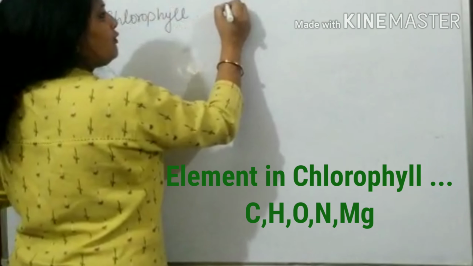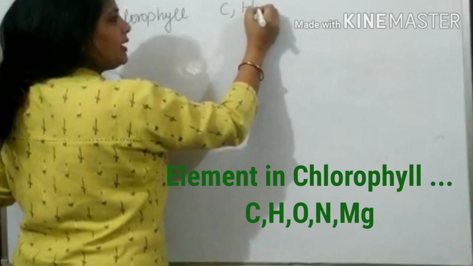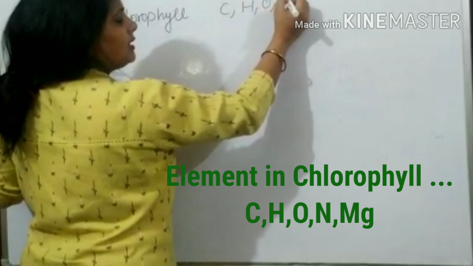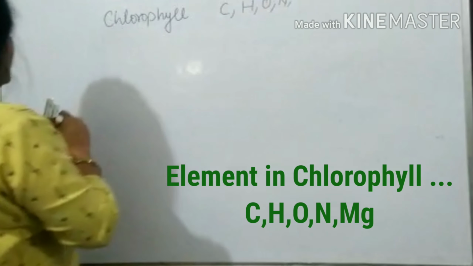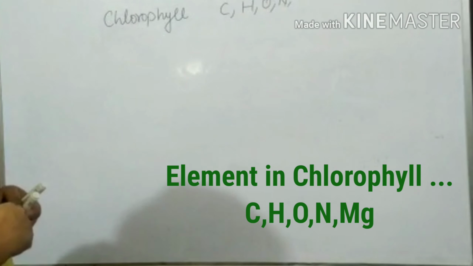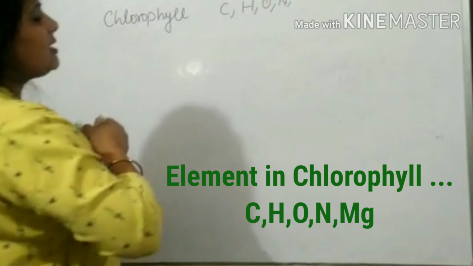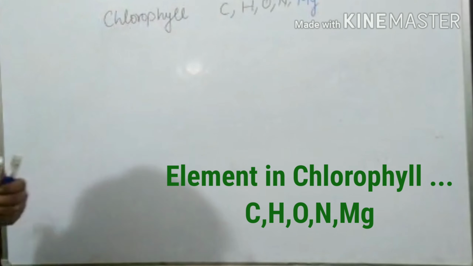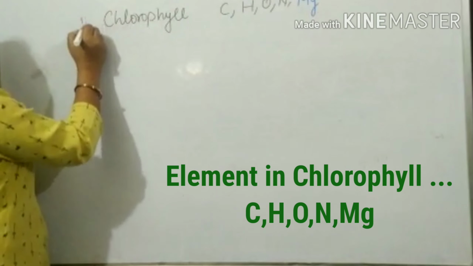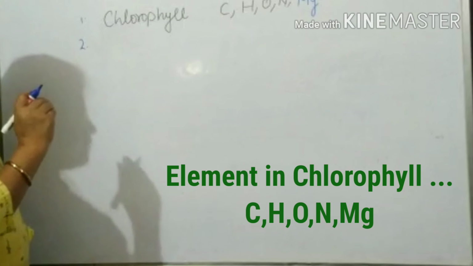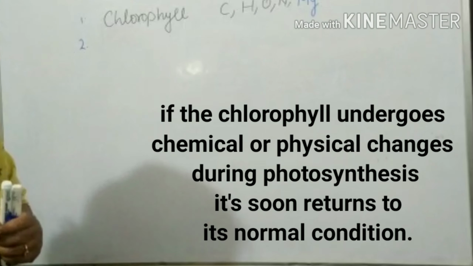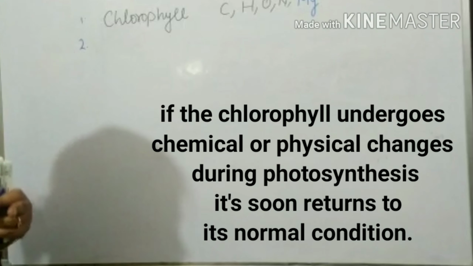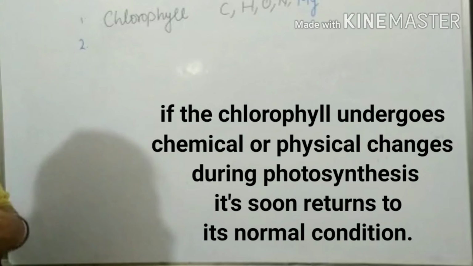Chlorophyll is made up of carbon, hydrogen, oxygen, nitrogen, and the main element of chlorophyll, which is a metal, is magnesium. And it is a very important question: name the metal present in chlorophyll. It is magnesium. Number two, chlorophyll, if it is consumed during the process of photosynthesis, it also gets reformed to the same extent.